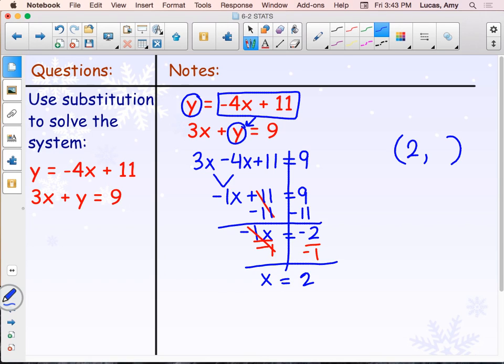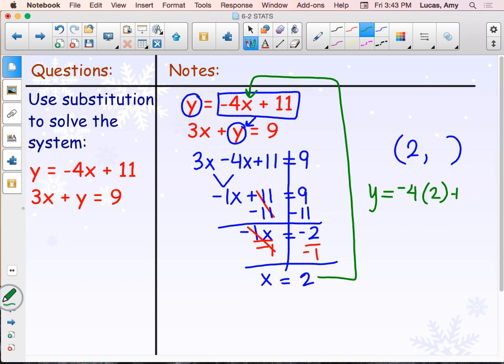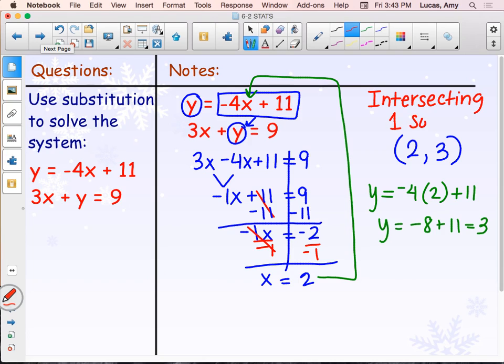So my x coordinate is positive 2. I bring it back to the top, and the y coordinate would be negative 4 times 2 plus 11, so negative 8 plus 11, which is 3. So this system I have solved, and I found one solution. That means these are intersecting lines, and there's one solution. That solution happens to be 2, 3.